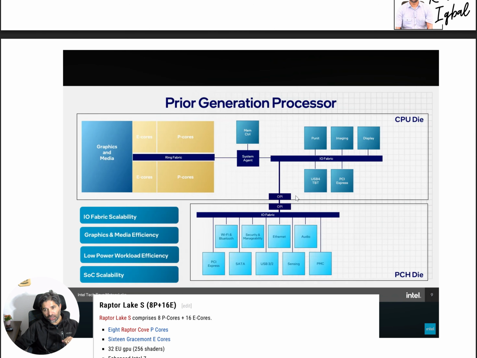This is the uncore part in the CPU die. So you can see you have the DDR controller, some USB, PCI, imaging, display, the power management unit, and some of the fabric by which they are connected together. This is the PCH. You can look at the Wi-Fi. You have different Ethernet, audio, SATA, USB, all that kind of legacy stuff.